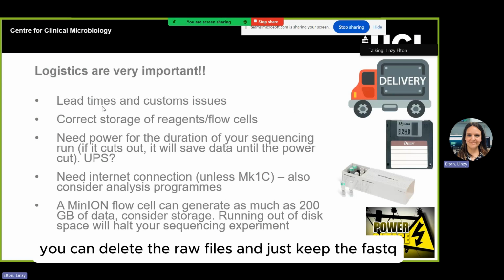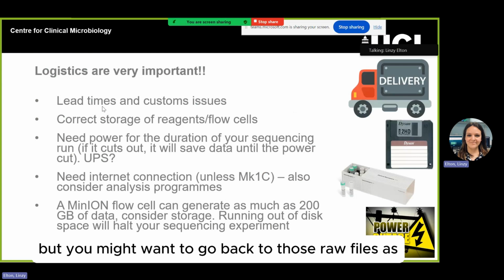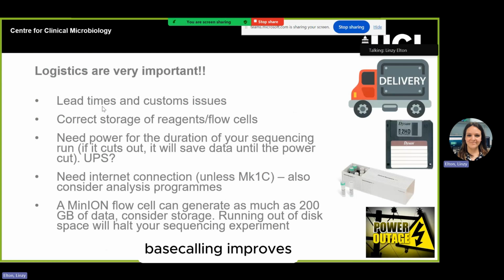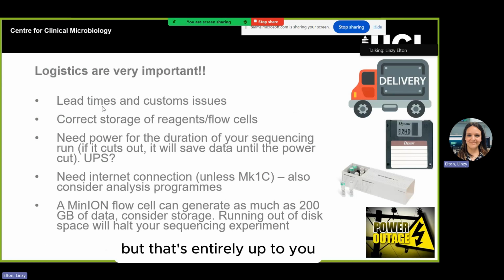You can delete the raw files and just keep the FASTQ files, which will reduce the amount of storage. But you might want to go back to those raw files as basecalling improves, because you might get better quality data. Obviously that's entirely up to you.